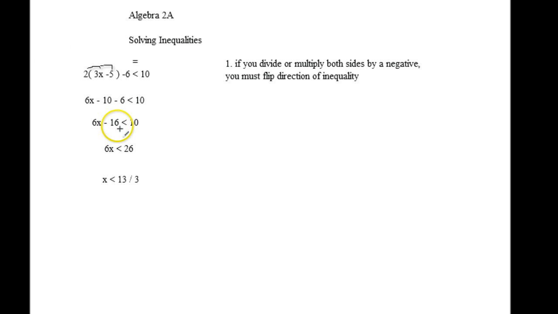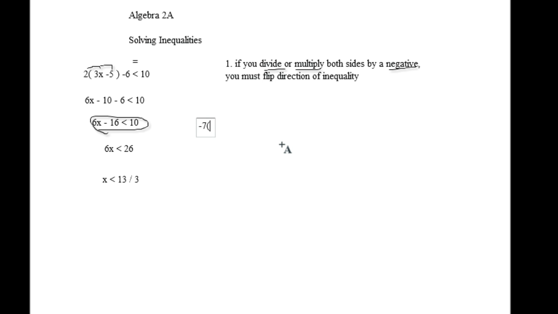Now, some of you guys are going, wait, hold on, Mr. Devaney. You added 16 to both sides. Why didn't you flip it? You have to divide or multiply both sides by a negative. It's as simple as that. If you do it any other way, it's going to really screw with you.